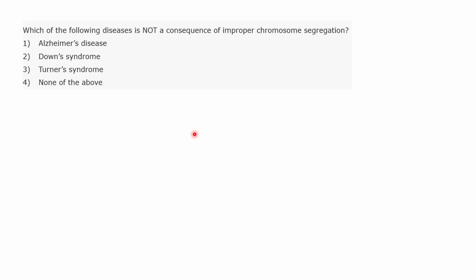So which of the following diseases is not a consequence of improper chromosome segregation? I am getting option number 4. Any other option? No.